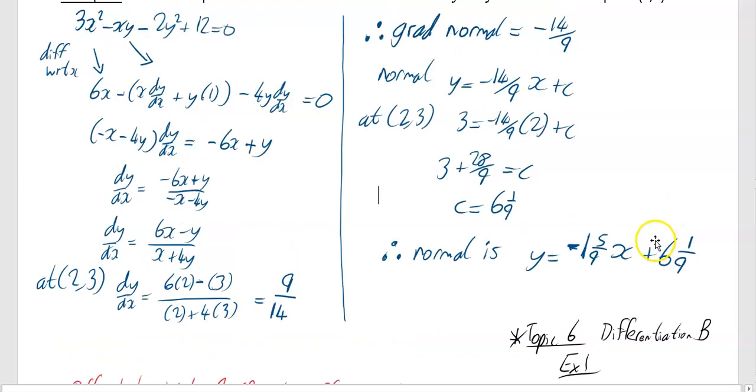Okay, you're now ready to do topic 6, differentiation B, then exercise 1. Exercise 2 is a homework exercise, so we'll just leave it out at the moment.